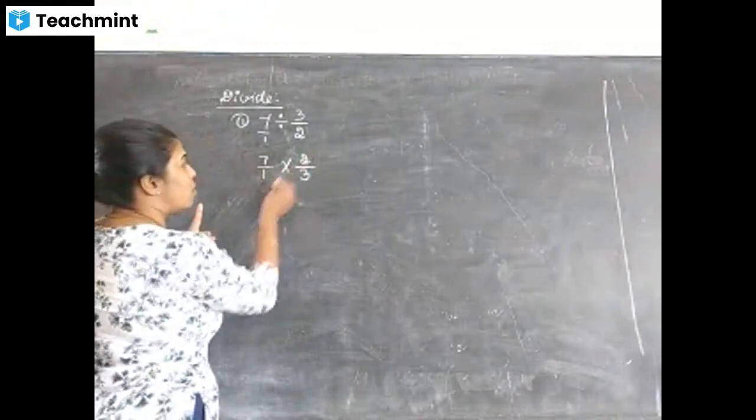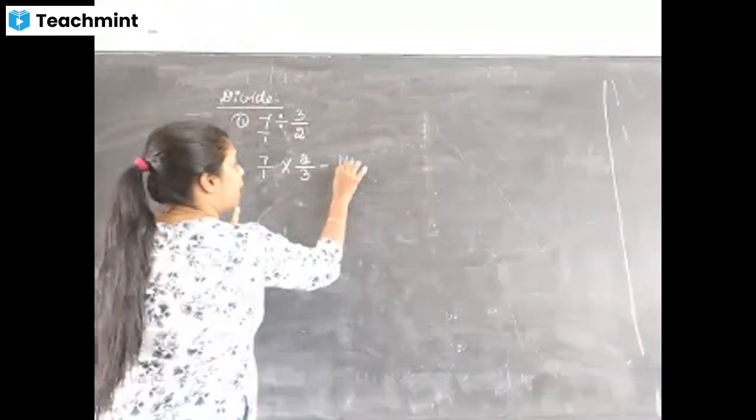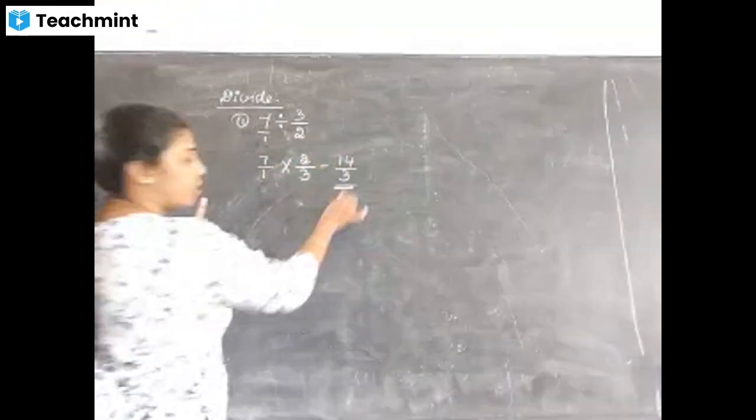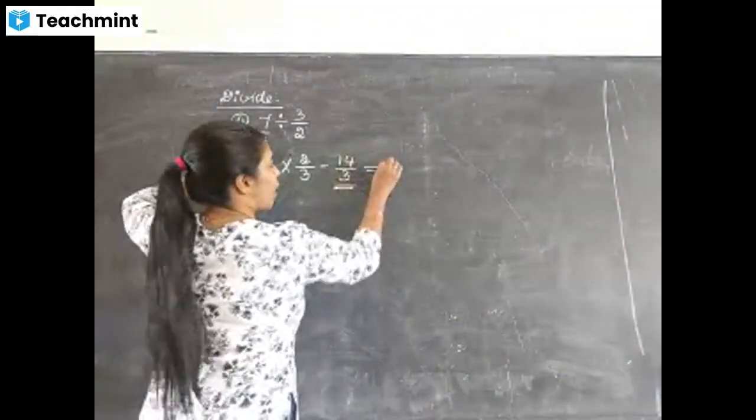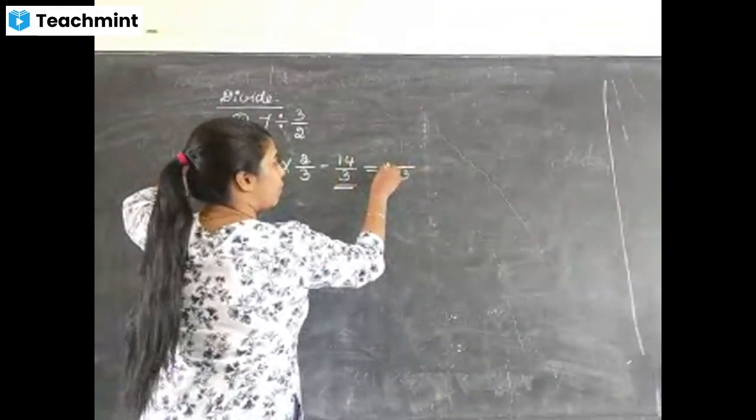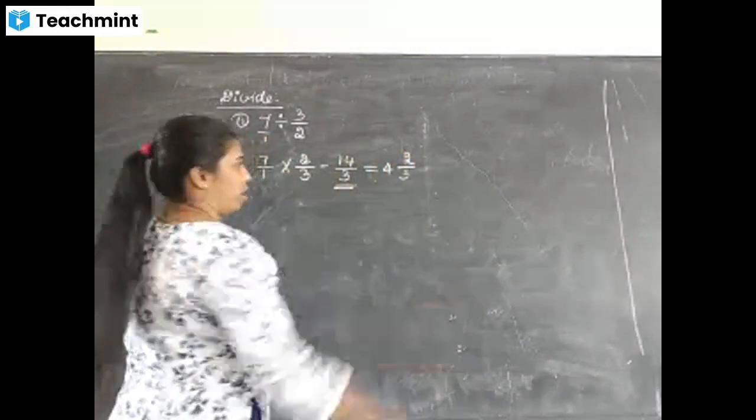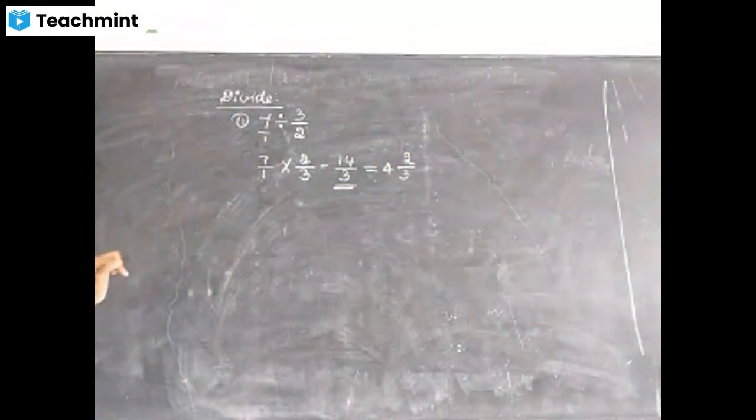So multiply now. 7 2s are 14, 1 into 3 is 3. This is the answer. If you are to convert to mixed, 3 4s are 12, 2 remains, 14 by 3. One more I take.